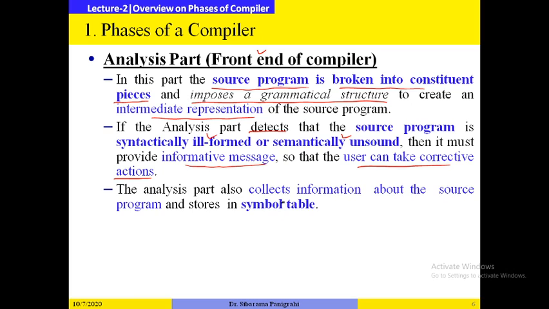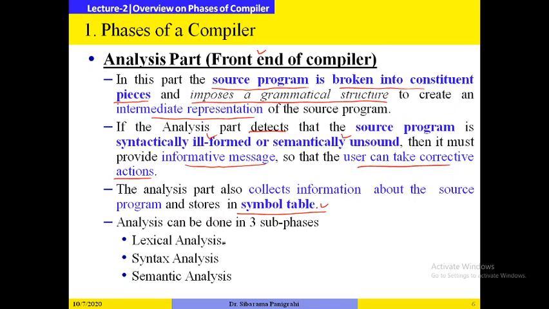The analysis part also collects information about the source program and stores the symbols in a table called the symbol table. Suppose you have declared a variable A in a user defined function, let's say BBSR, and it should be visible only within that function. It will not be visible to other functions. This information is kept inside the symbol table. The analysis part can be done in 3 sub-phases: lexical analysis, syntax analysis and semantic analysis.